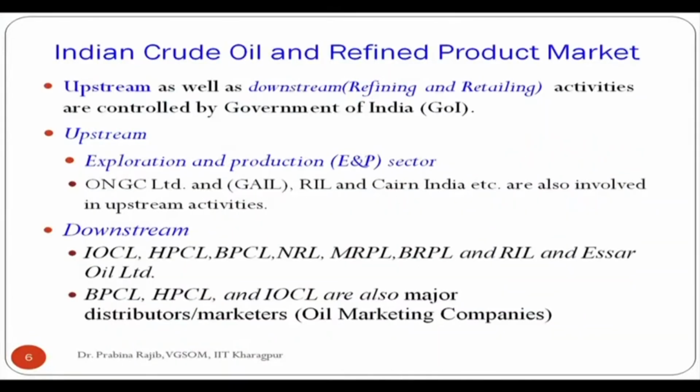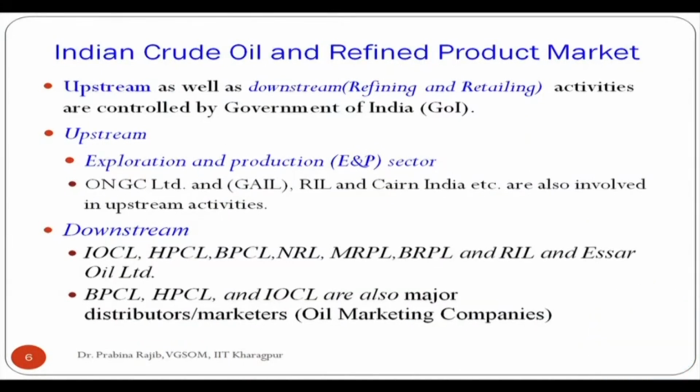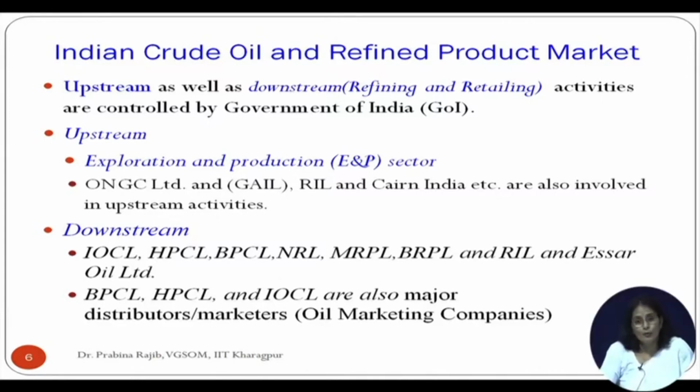Now, I'll just quickly take you through a little bit about India's crude oil and refined product market. All of you know that when we talk about upstream activity in crude oil, it is related to the exploration and production of crude oil, and when we talk about downstream activity, it is mostly dealing with refining and retailing, or selling the refined product to ultimate final consumers.